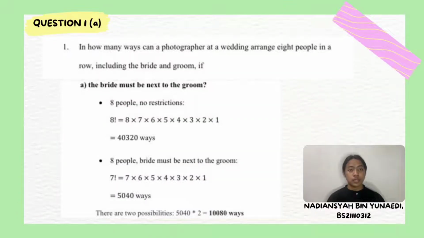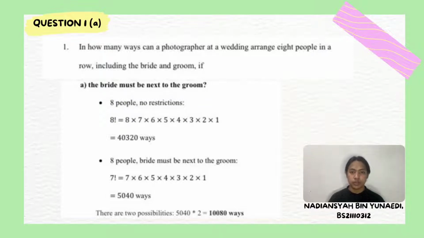Hello, my name is Nadiansyah bin Yunaedi with matrix number BS21110312. Today, we would like to present our discrete mathematics mini project, and I will start with question number 1, chapter 5, which is counting. For the first question, we are asked to count in how many ways can a photographer at a wedding arrange 8 people in a row, including the bride and groom, if the bride must be next to the groom.